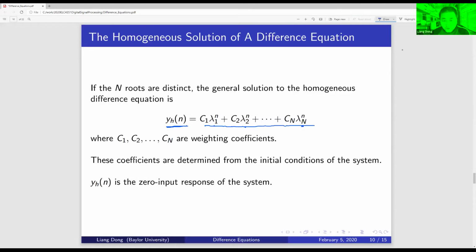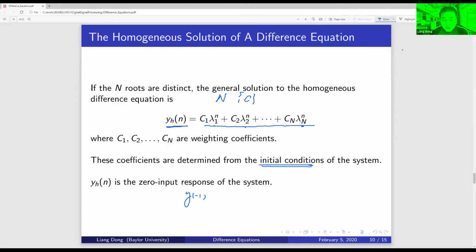So now I need to find out those c's. How many do I have? I have n of those c's. How many initial conditions do I have? Now, what are the initial conditions? We know before that if I start the system at time 0, the initial condition is y negative 1. We mentioned before, you can think of that as a memory register of your system.